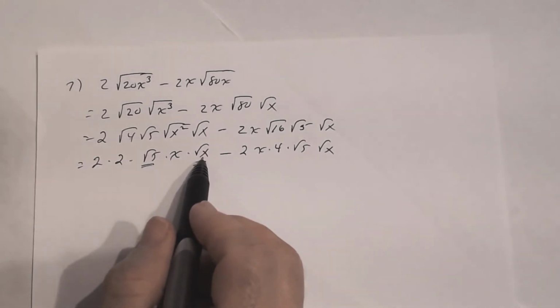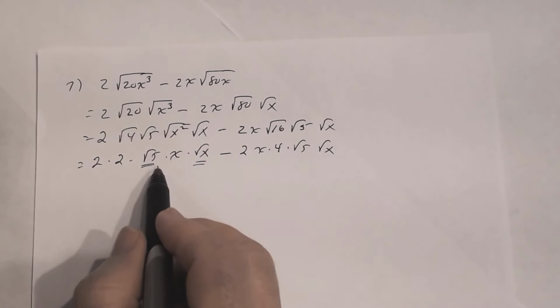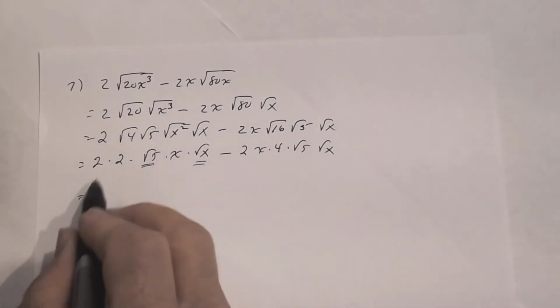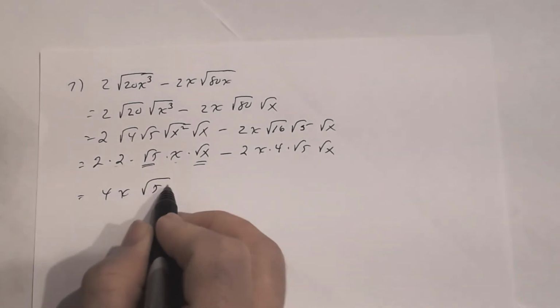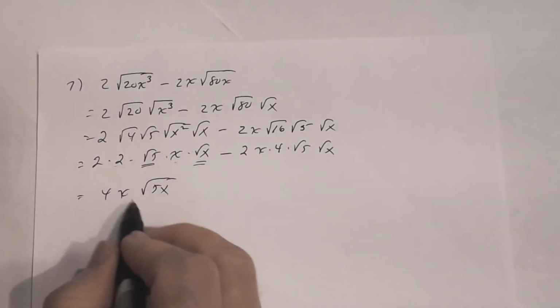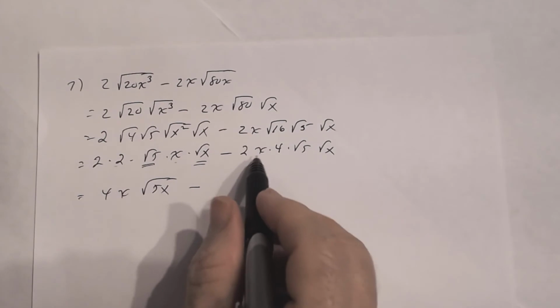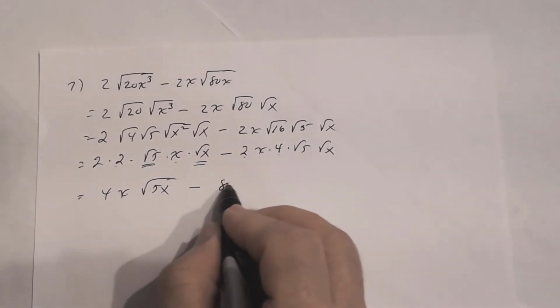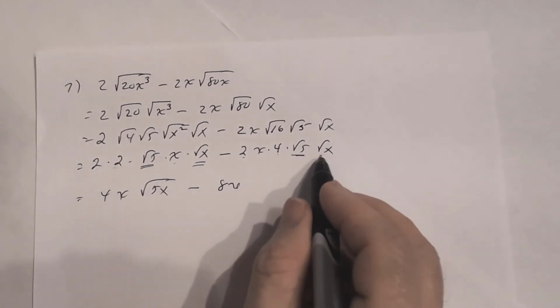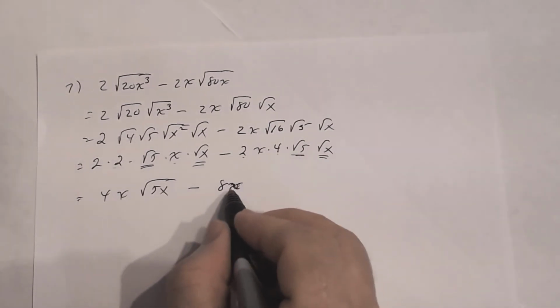Remember, you can multiply square roots by just multiplying the radicands. So that'll be 2 times 2 is 4. So I get 4 times this x times the square root of 5x. I always put the square root on the end. Minus, and then over here, that's 2 times 4 is 8. So I get 8x. And then the square root of 5 times the square root of x is the square root of 5x.